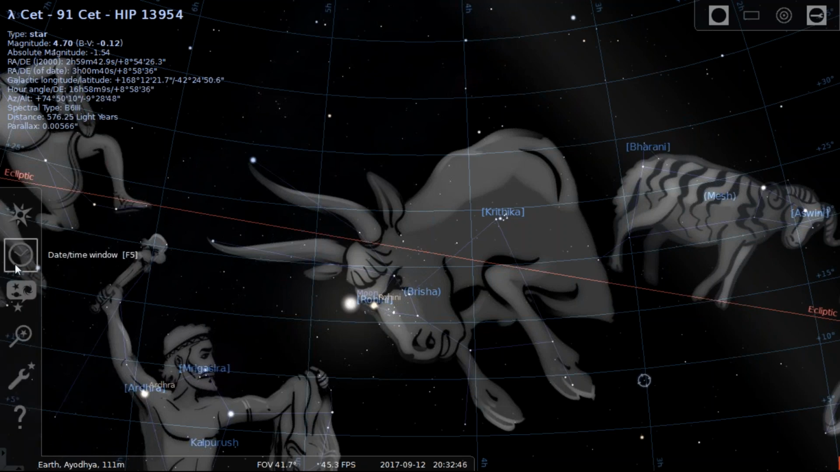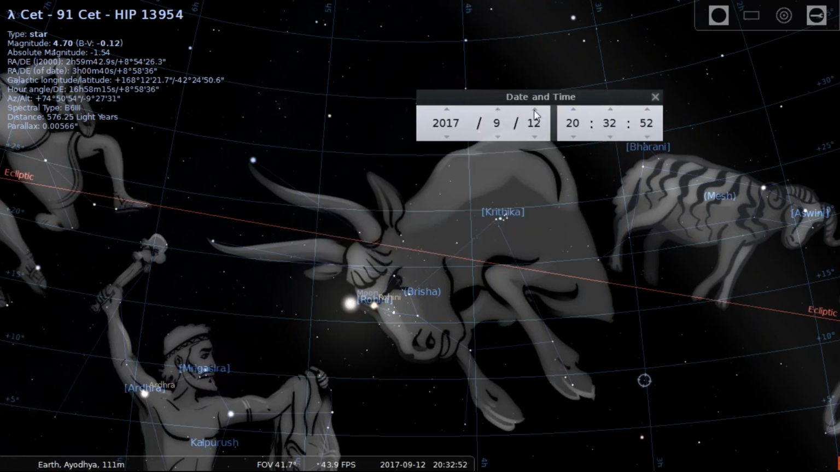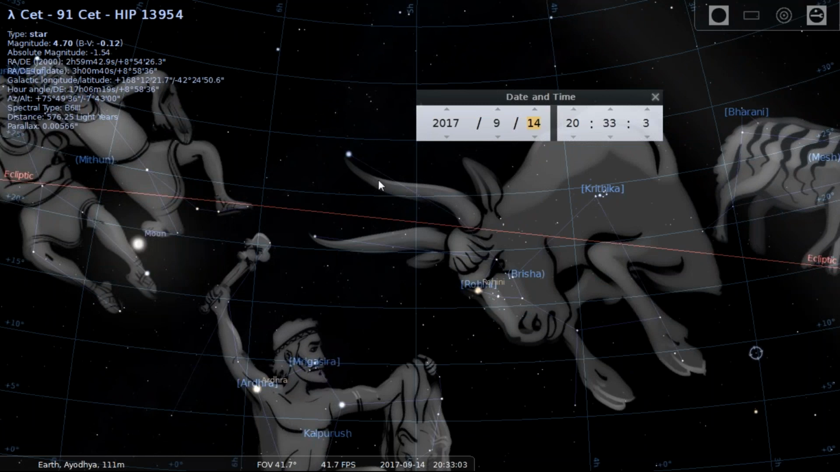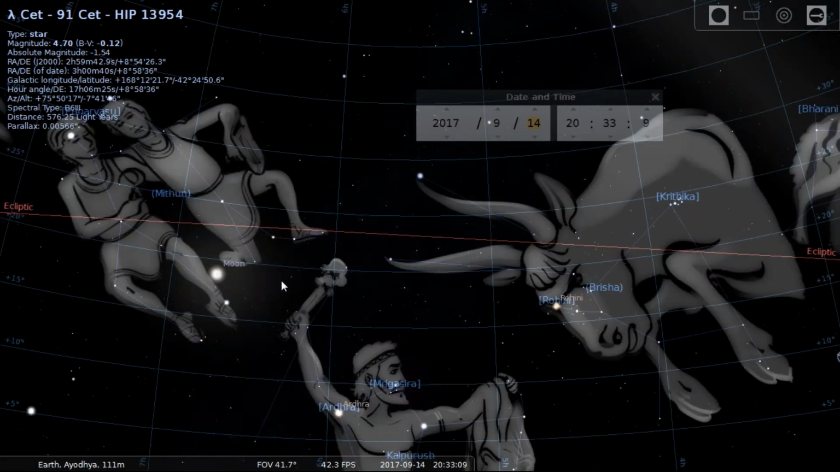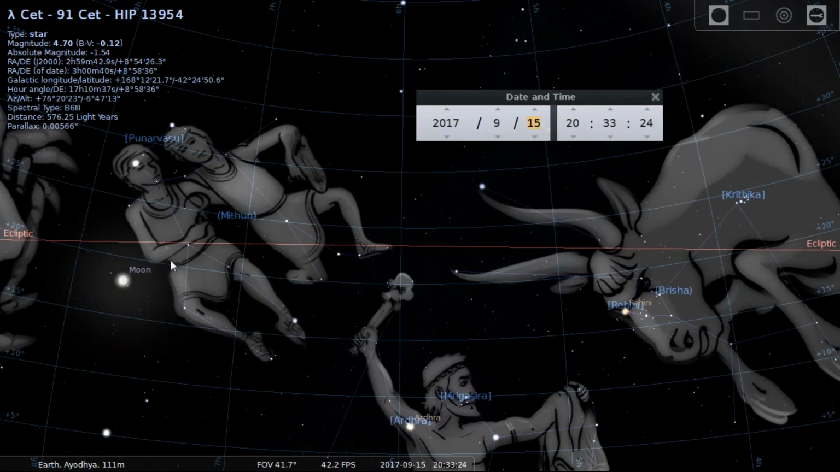Let me increase the date, take it to 13th. Now see, it is near Mrigashira. So tomorrow's nakshatra will be Mrigashira, and next will be Adra. I think the span of Adra is less, so few nakshatras have a larger period, and few nakshatras end very fast. And then comes Punarvasu. So the day after, if you check the panchang, it will be Punarvasu.